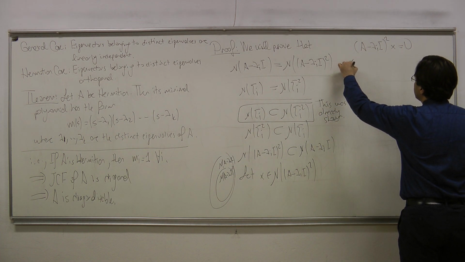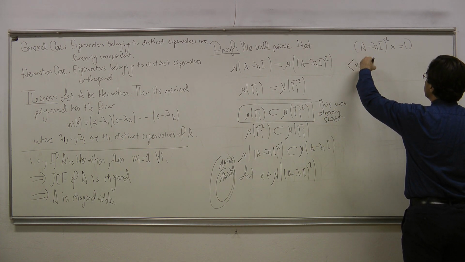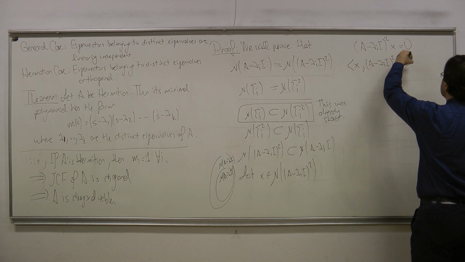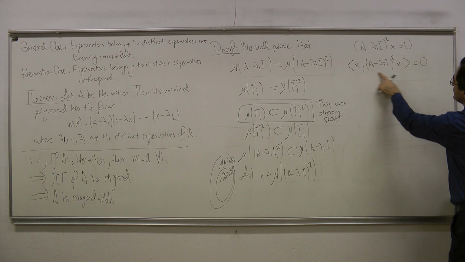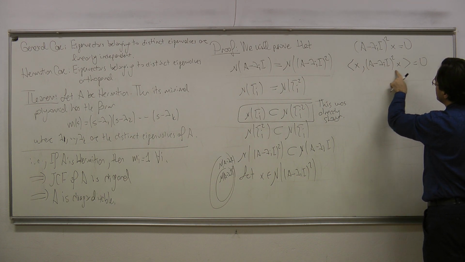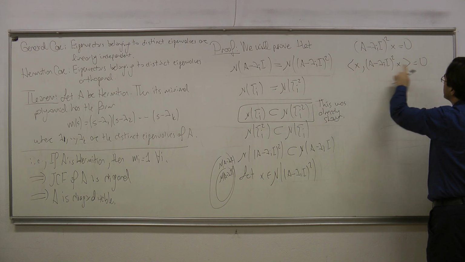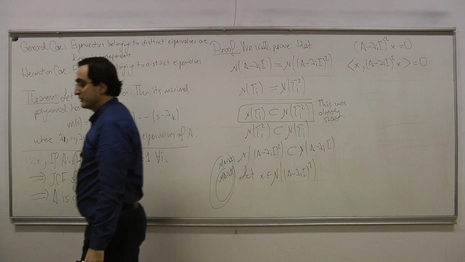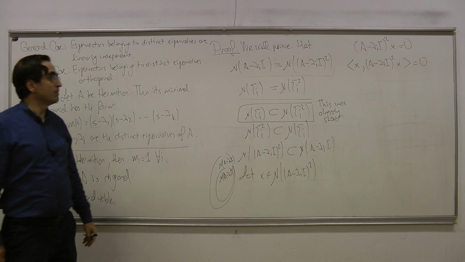That means that if I take the inner product of X with (A minus lambda I identity) square X, this should be 0 because this vector is already 0. And if I take the inner product of a 0 vector with any vector, I need to get 0 by the overall linear properties of the inner product. Okay?